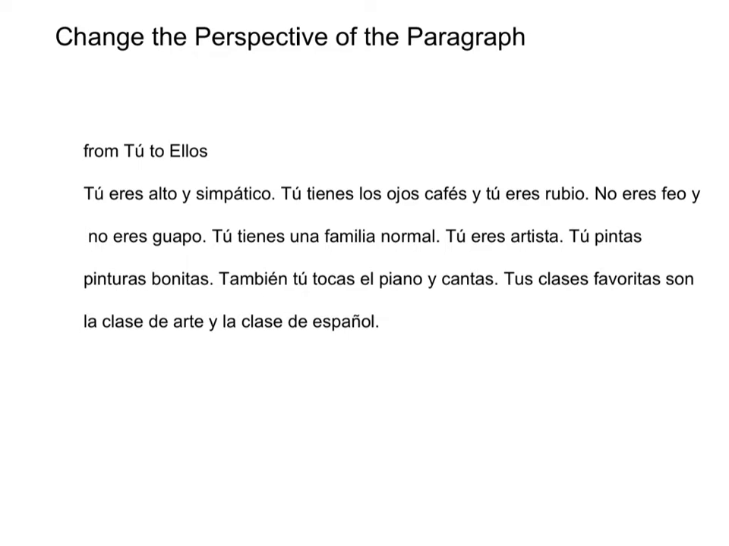Tú eres alto y simpático. Tú tienes los ojos cafés y tú eres rubio. No eres feo y no eres guapo. Tú tienes una familia normal. Tú eres artista. Tú pintas pinturas bonitas. También tú tocas el piano y cantas. Tus clases favoritas son la clase de arte y la clase de español.